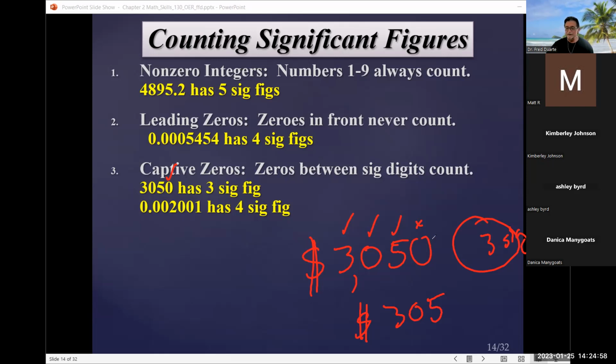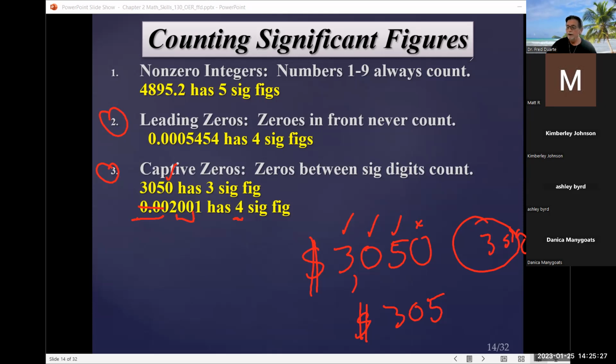All right, let's look at the next number. These 3 zeros, as per rule number 2, are considered insignificant. They hold the decimal place, but do not play a role in determining the number of sig figs. These 2 zeros between the 2 and the 1 are considered significant because they're captive zeros, okay? So therefore, there are 4 sig figs in this particular number, 4 sig figs.